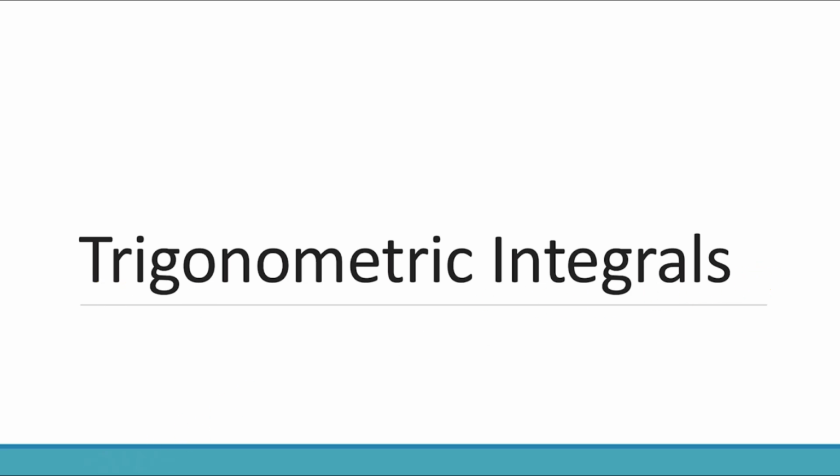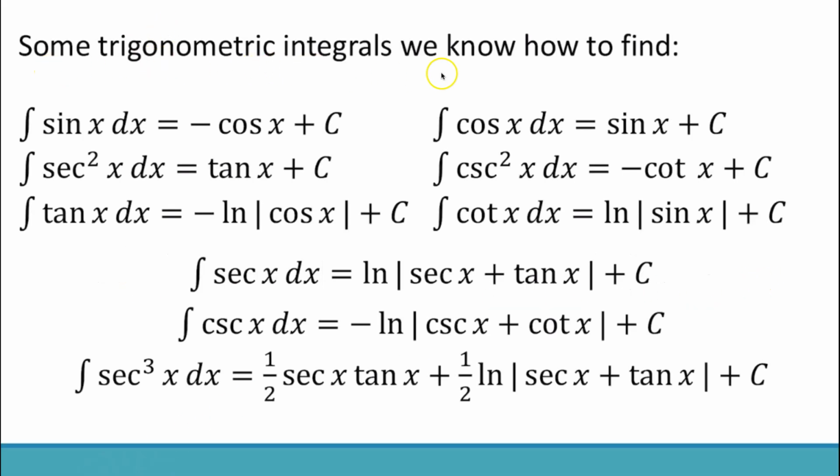Trigonometric integrals. Some trigonometric integrals we already know how to find. So from basic antiderivatives, we can integrate sine and cosine. We can integrate secant squared and cosecant squared. From u substitution, we know the integrals of tangent x and cotangent x, even secant x and cosecant x.